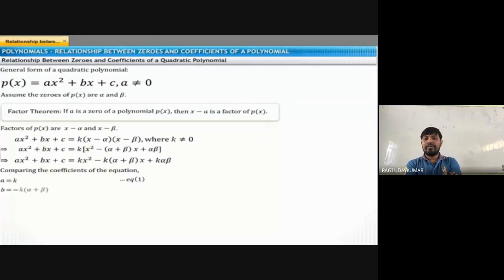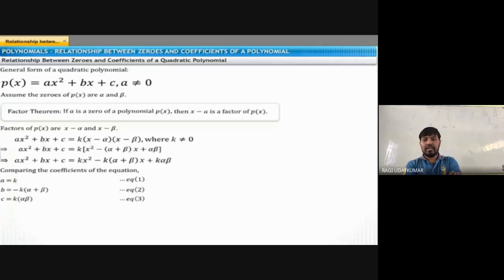And comparing the coefficients, a will be k, and b we are going to get as minus k into alpha plus beta. c you are going to get as k into alpha beta, because completely it is a constant.